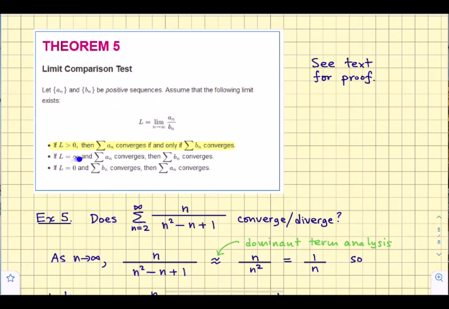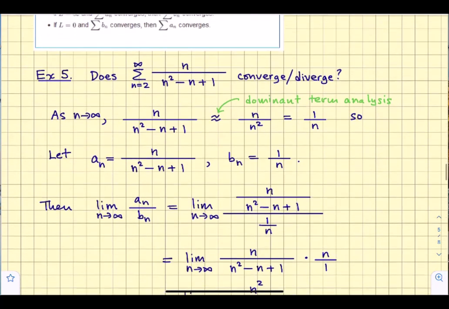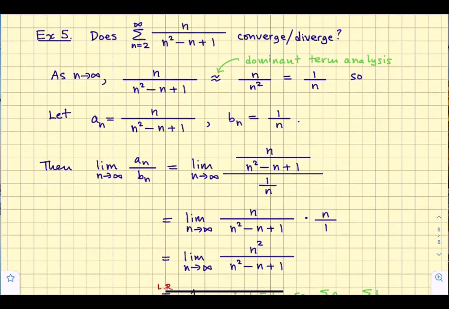If L is infinity and the sum of the a sub n converges, then the sum of the b sub n converges. On the flip side, if L is 0 and the sum of the b sub n converges, then the sum of the a sub n converges. Again, see the text for the proof, but we're just going to work through some examples. So here, in example 5, does the sum from n equals 2 to infinity of n over n squared minus n plus 1 converge or diverge?